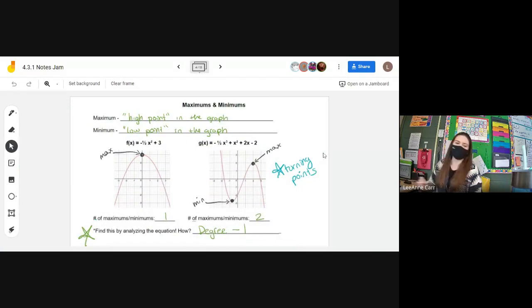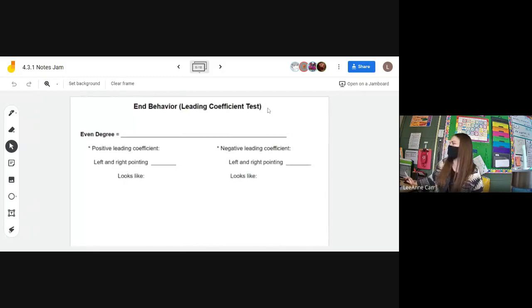If I switch back to frame 4 for a moment, we see that there's a lot of different things happening at the ends of our graphs. They're going in all sorts of different directions. Some are going up and some are going down. So there's actually a test, this leading coefficient test, to determine which way the graph will be pointing on the left and the right side. And you have to look at 2 things when you're using this test. You have to look at the degree and the leading coefficient, both things that you guys are good at picking out, okay?